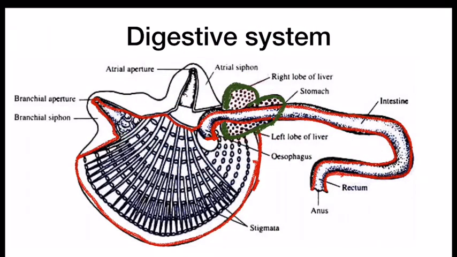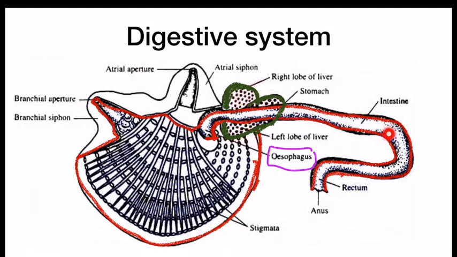The next anatomical part of the digestive system is the esophagus. This esophagus is a very short tube. We can see here this very short and curved tube. It opens into the stomach. This stomach is somewhat wider than the esophagus region. Also it is bigger than the esophagus region. On either side of the stomach we see the liver lobes, the right liver lobe and the left liver lobe.